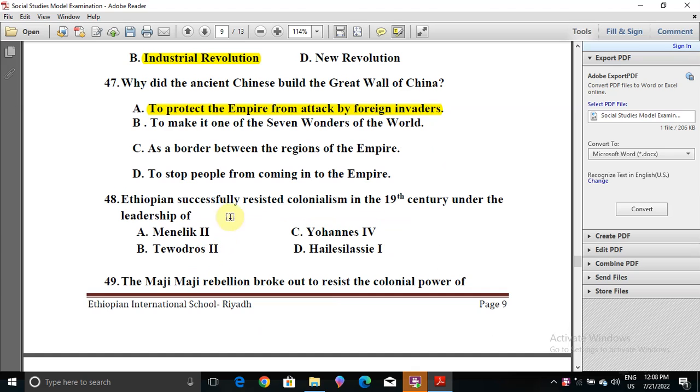Now question number 48. Ethiopian successfully resisted colonialism in the 19th century under the leadership of who? Menelik II, Tewodros II, Johannes IV, or Haile Selassie I? The correct answer it will be Menelik II.